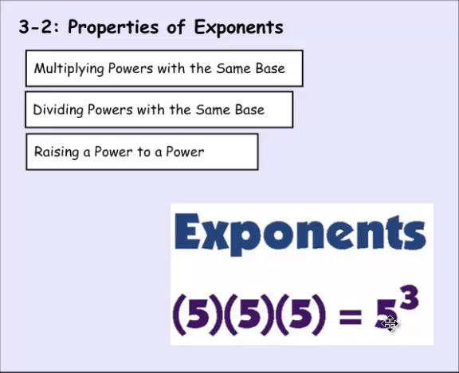We're on lesson 2 of chapter 3, which is properties of exponents. First we'll multiply powers with the same base, then we'll divide by the same base, and then raise a power to a power. Just a quick review, exponents are like this: 5 times 5 times 5. Since we're multiplying 5 times itself 3 times, we would do 5 to the third power.